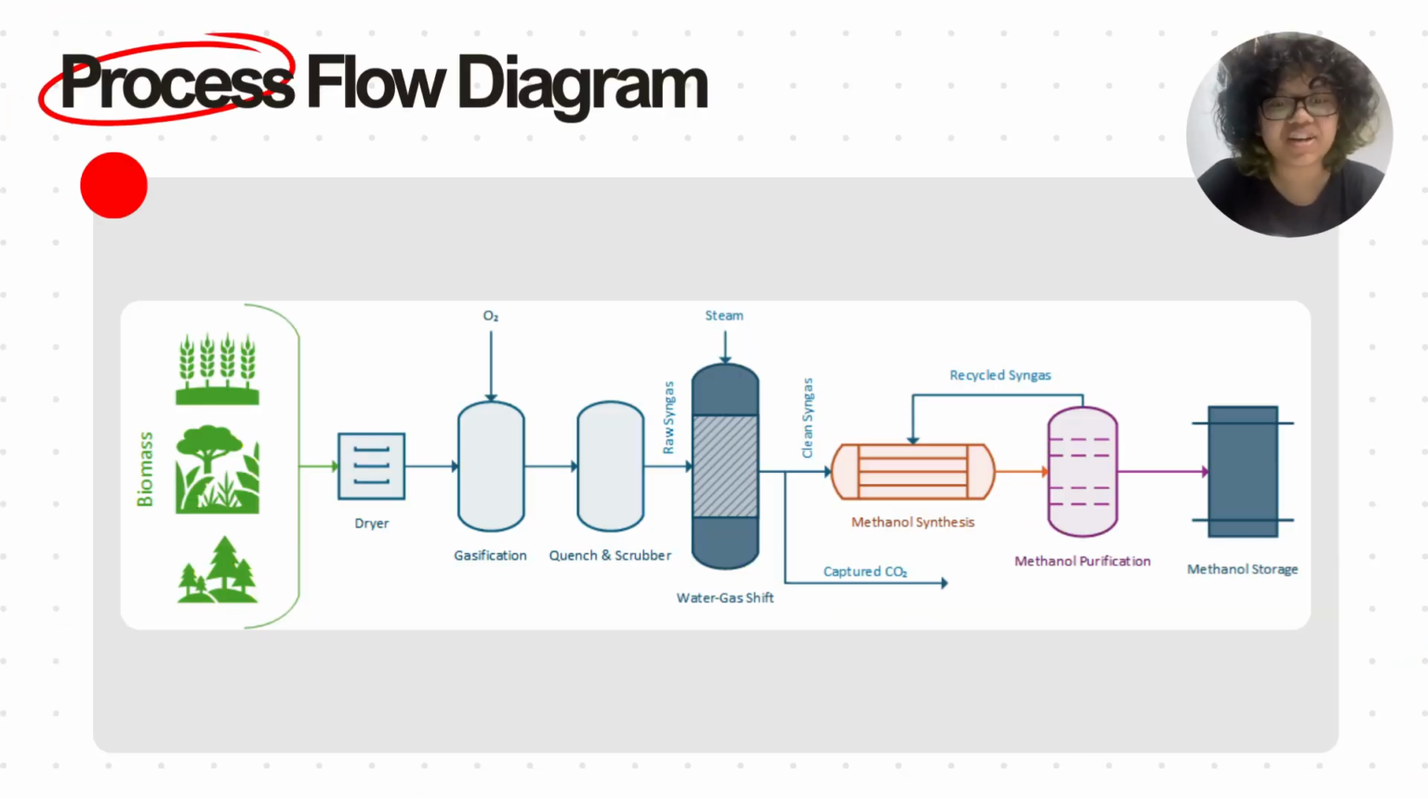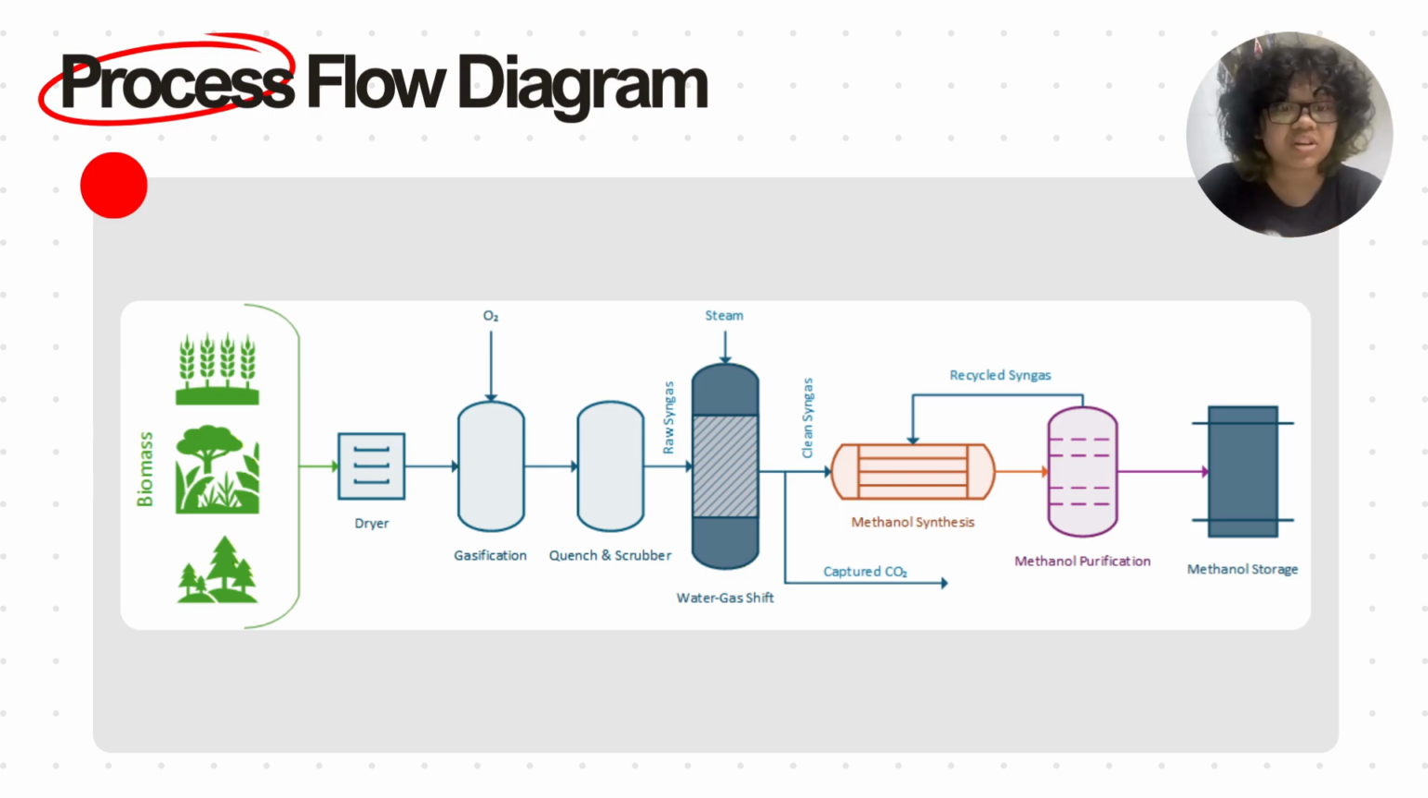Here we have the process flow diagram of our methanol plant. Our proposed feedstock is biomass, which is agricultural waste. First, it will go into a dryer to reduce its moisture content. Then it will go through gasification, which includes pyrolysis to break it down into its organic compounds, and then combustion with oxygen to produce carbon dioxide and carbon monoxide. Then it will go through the quench and scrubber to remove small particles like dust, and also to extract unwanted gases.